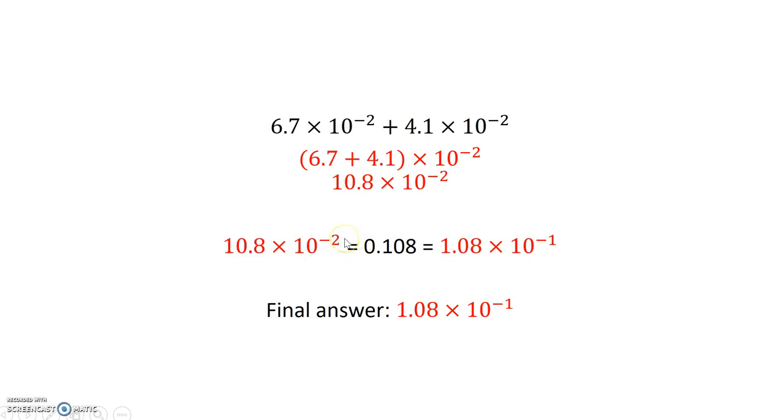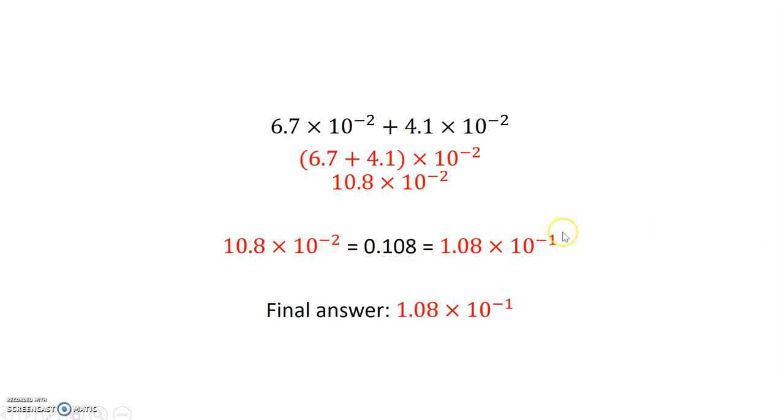However, some people can just see, okay, when I look at 10.8, I know that the decimal needs to be in between the 1 and the 0, so because they're moving the decimal to the left one spot, they know they need to add 1 to the exponent. So the negative 2 needs to become a negative 1.